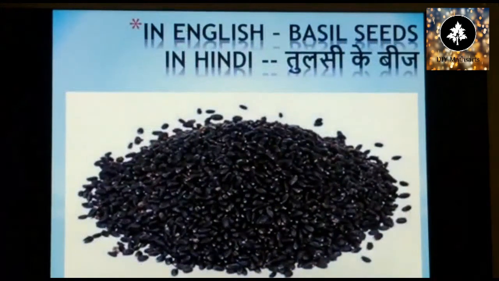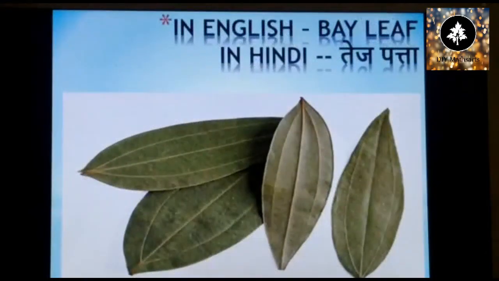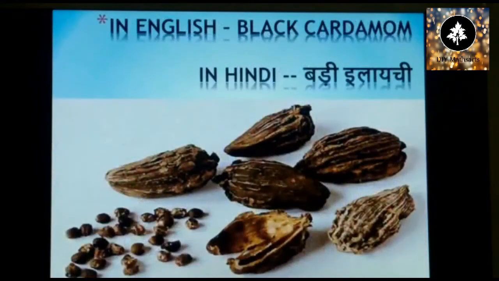This is basil seeds and in Hindi it is known as tulsi ke beej. This is bay leaf and in Hindi it is known as tej patta. This is black cardamom and in Hindi it is known as badi ilaichi.